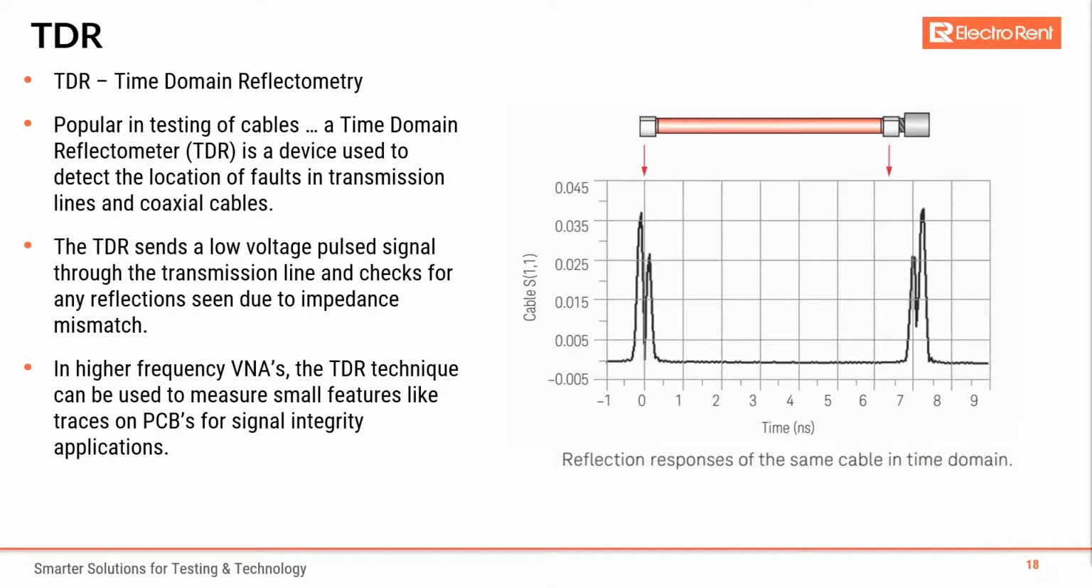TDR measurements are made by launching an impulse or step into the test device and observing the response in time. If there's no impedance mismatch throughout the line, then there will be no reflections. However, if there's a discontinuity in the transmission line at a particular point, some part of that pulse signal will get reflected back to the TDR. By measuring the time and propagation velocity of the received pulse, the TDR can calculate the exact location of the fault and the nature of the fault. For example, whether there's an open circuit, a short circuit, or some type of impedance mismatch.